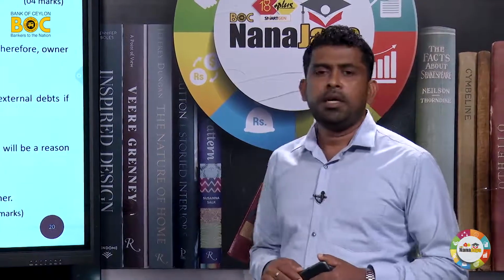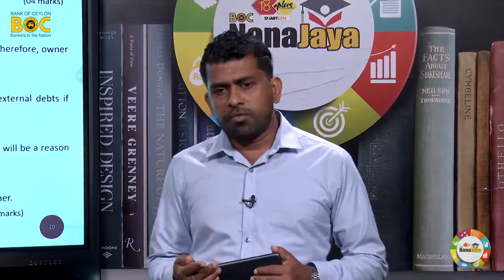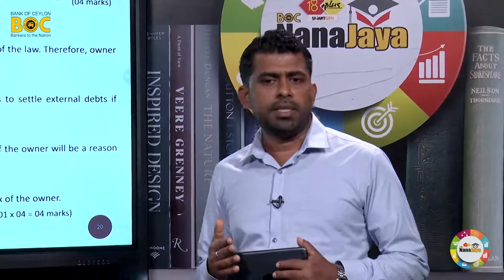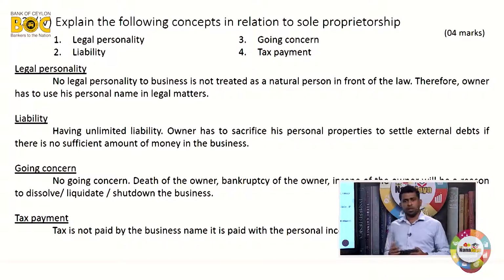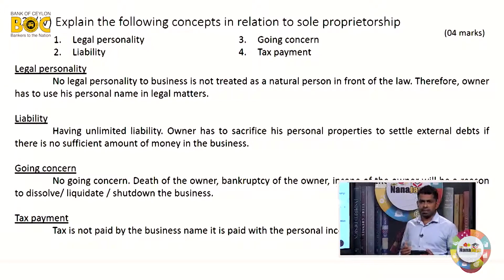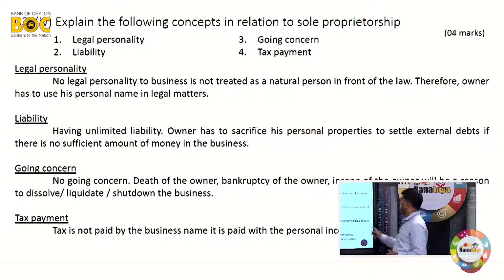Going concern, no going concern. Death of the owner, bankruptcy of the owner, insanity of the owner will be a reason to liquidate the business. Tax payment, as there is no legal personality, the owner has to use his personal name when paying taxes. Taxes cannot be paid in the business name. Right. Let's move to the next question.